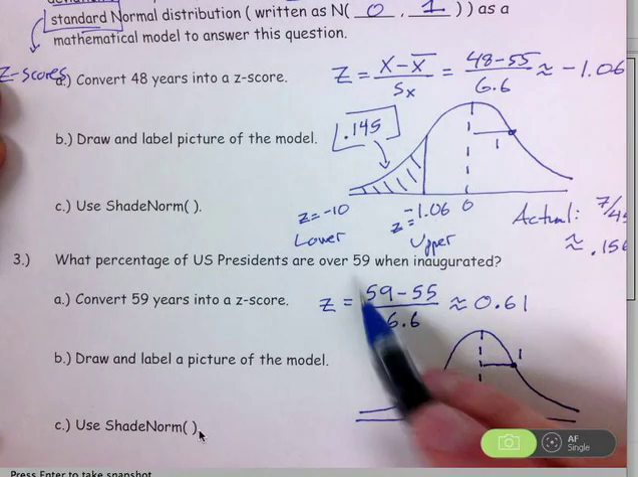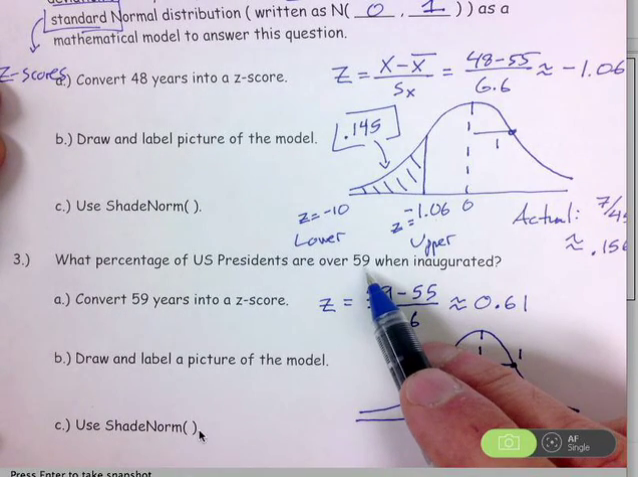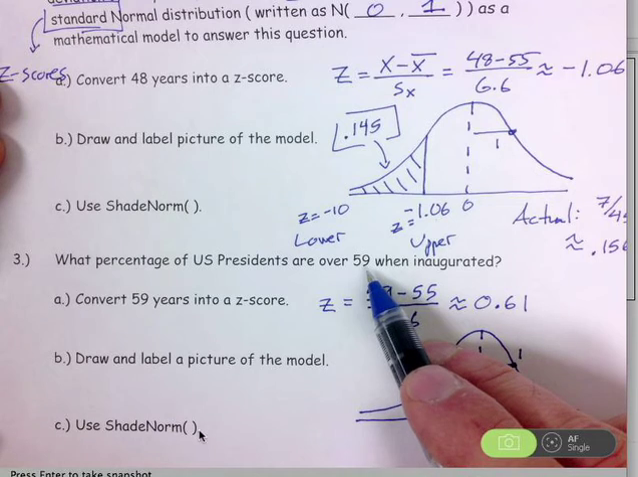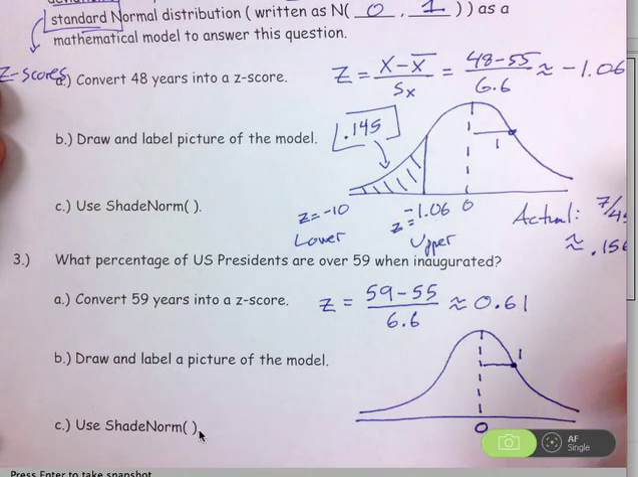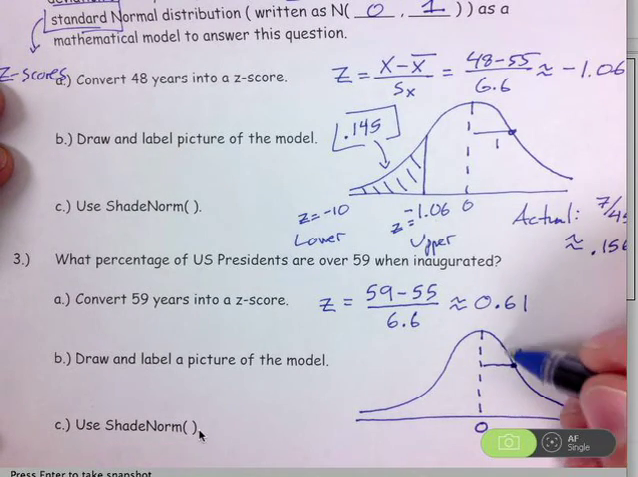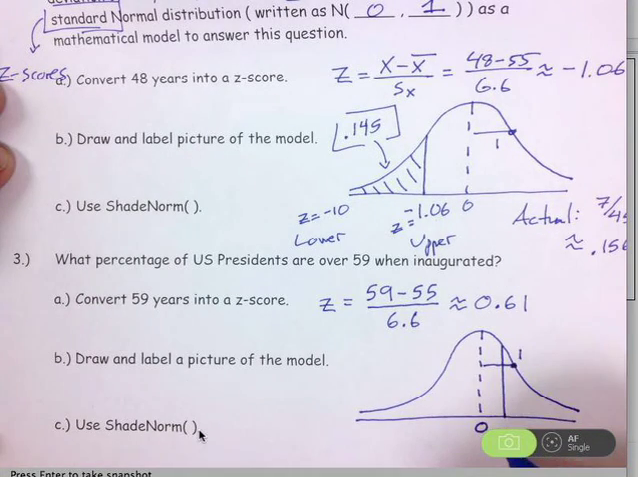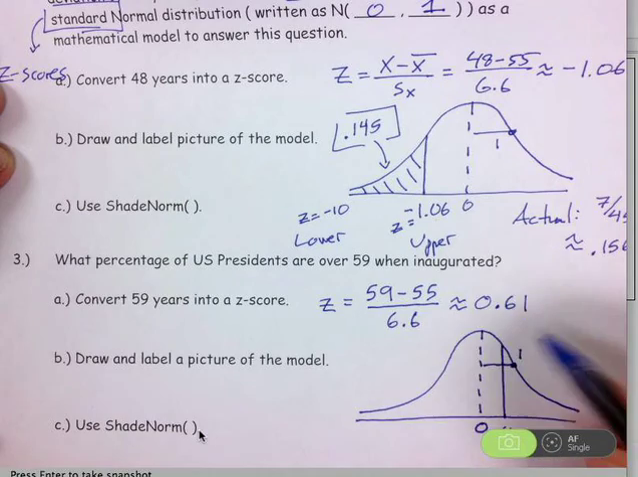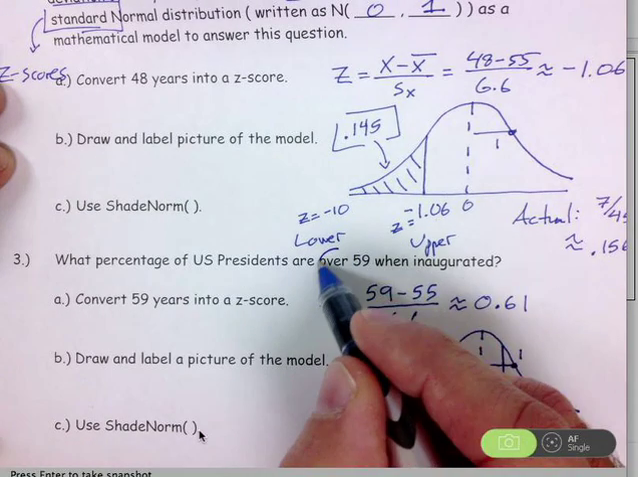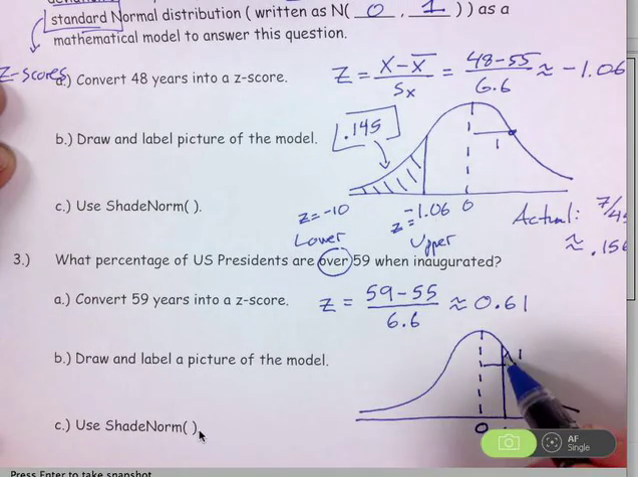And we're interested in using 59 as a boundary. So what percentage of US presidents are over the age of 59 when they are inaugurated? That's a z-score of 0.61. We'll put it right about here. That will be our boundary. And I'm interested in values over that. So we're going to shade then to the right.